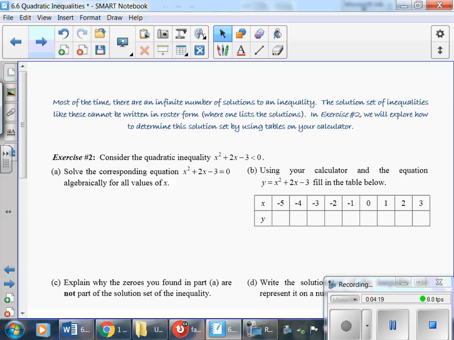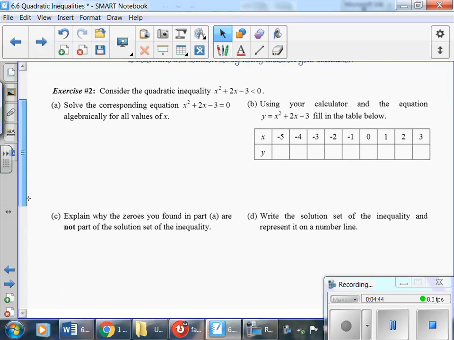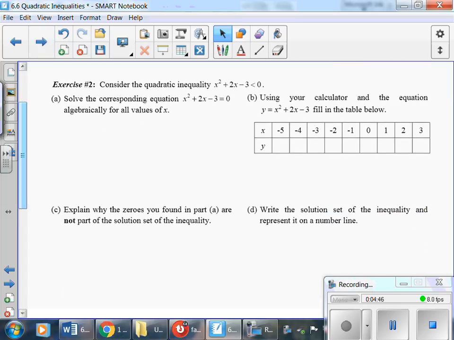So most of the time, there are an infinite number of solutions to an inequality. The solution set of inequalities like these cannot be written in roster form, where you write out the answers 3, 4, 5. All right, so in exercise 2, we will explore how to determine the solution set by using tables on your calculator. So we don't necessarily have to use the calculator because you don't have it at home, but we can just make do for now.